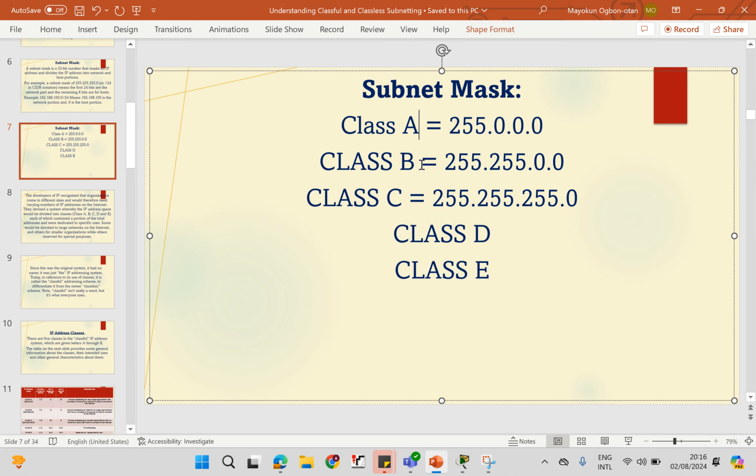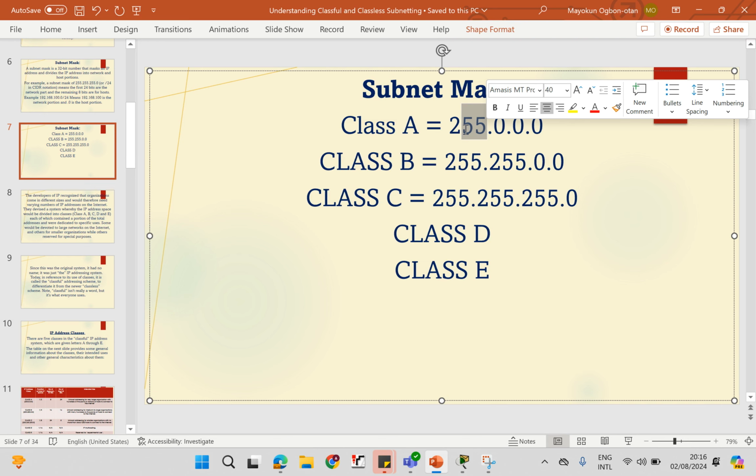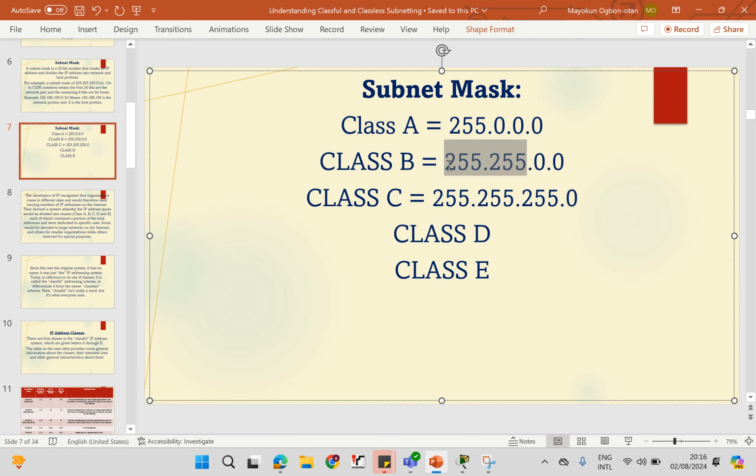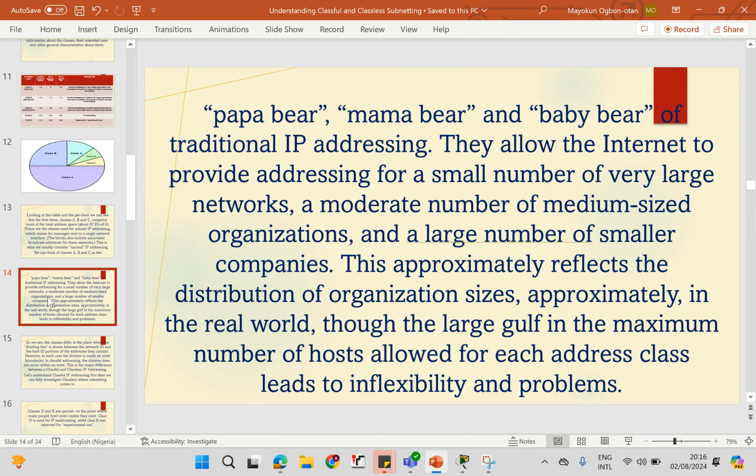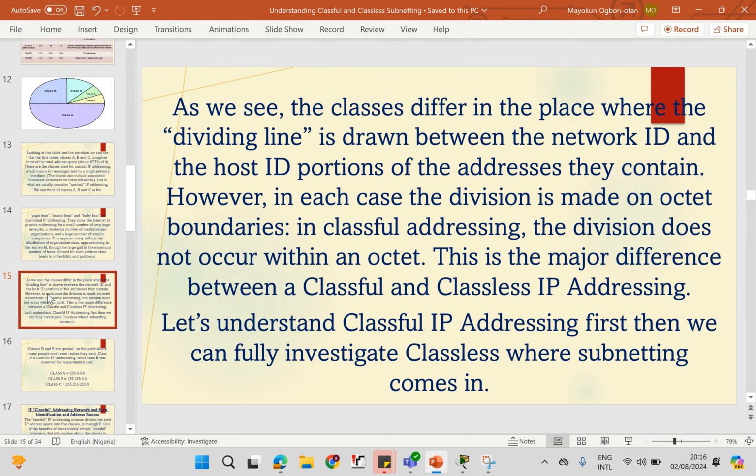Class A is different from class B by the 255. A only has just one 255. B has two 255s. C has three 255s. That is how they are different from one another.